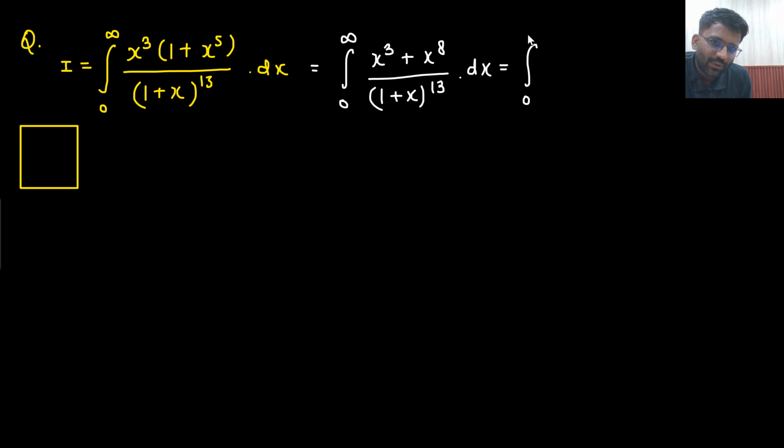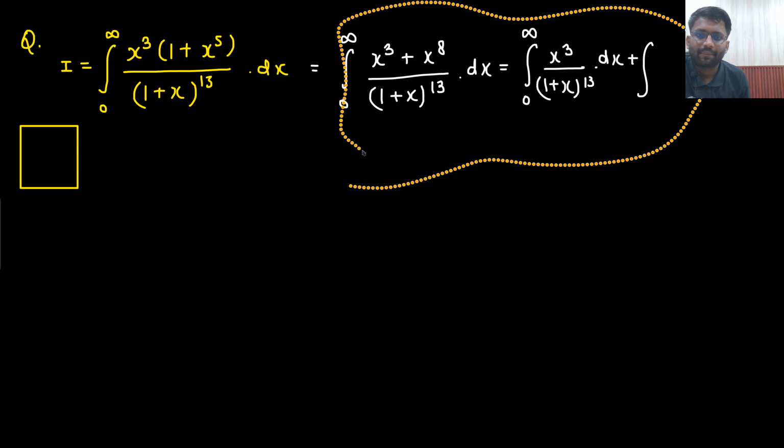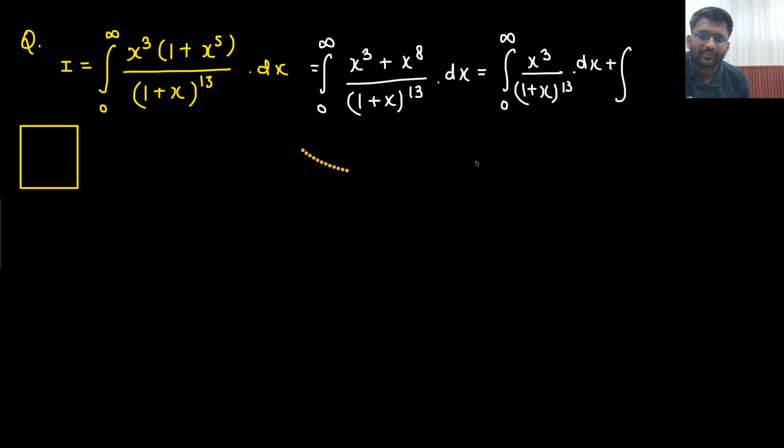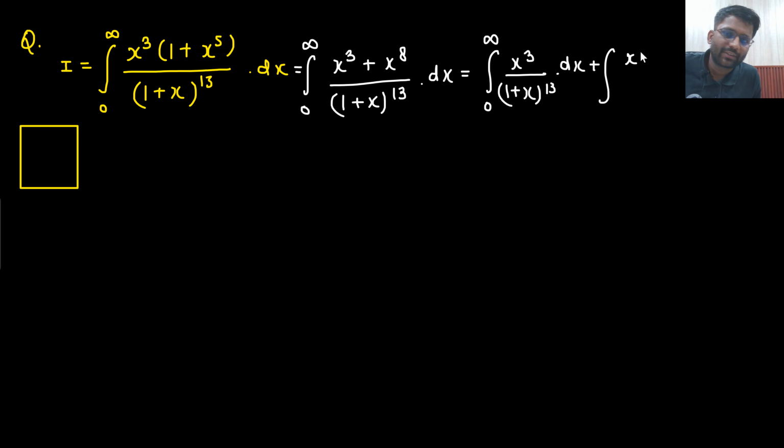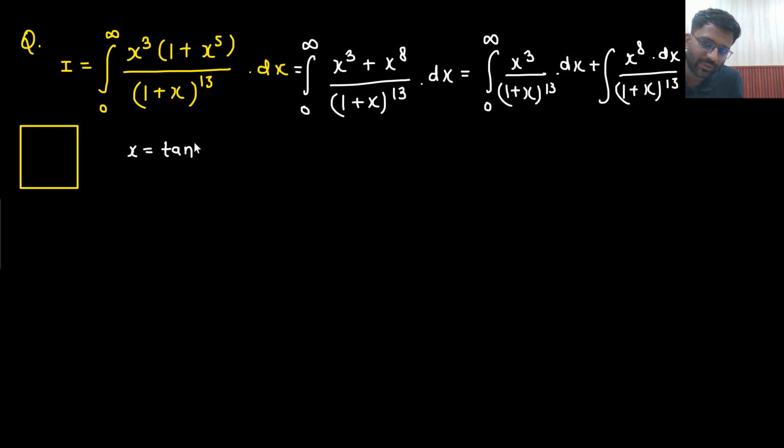So it's like 2 integrations: 0 to infinity x to the power 3 upon 1 plus x to the power 13 dot dx, and the other one is plus x to the power 8 dot dx divided by 1 plus x to the power 13. So it's like 2 integrations, no? So what is the best possible choice? Who should be changed? This guy should be changed, which is x equals tan square theta again. That's it. Now the job is done.